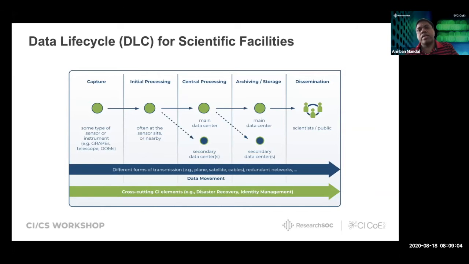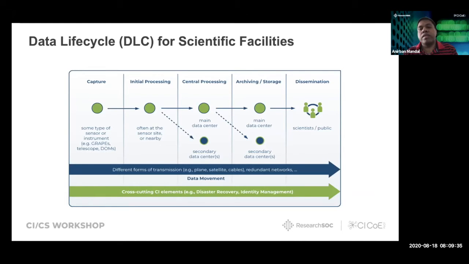So data archiving and storage is also a very important portion of the data life cycle. Since the scientific facilities gather very important and very relevant data for decades, the archiving, storage and backup of the data is very important, right? And that could also happen in multiple places. You could use cloud resources to do backups. So there are multiple technologies that could be used for this stage of the data life cycle.